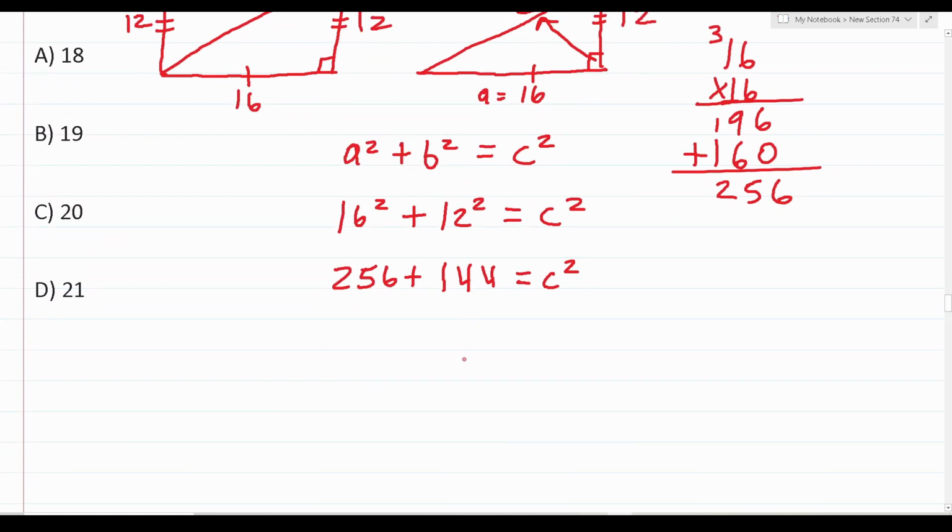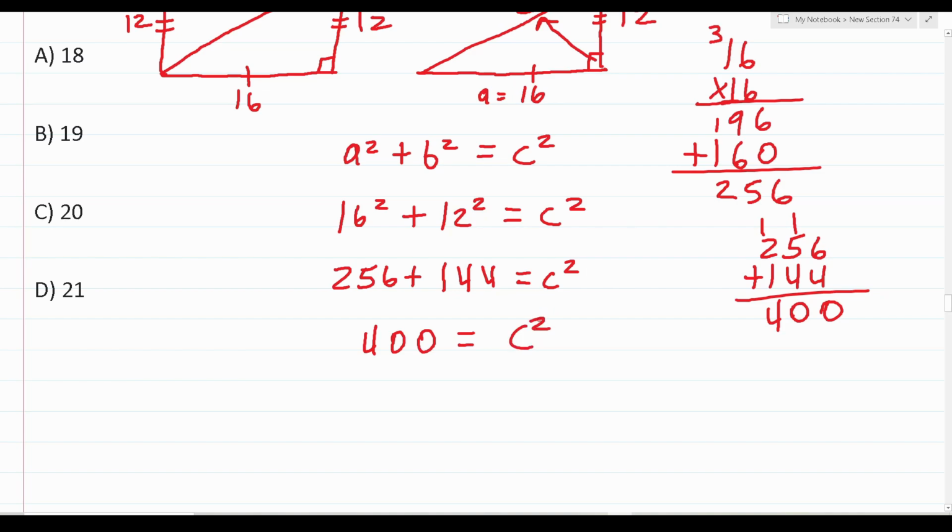And let me move down a little bit. Let's add these together. We have 256 plus 144. 6 plus 4 is 10, so we're going to bring down a 0 and carry a 1. This is 5 plus 4, which is 9, plus 1, which is 10, so bring down a 0 and carry a 1. 1 plus 2 is 3, plus 1 is 4. So this is 400 equals c squared.